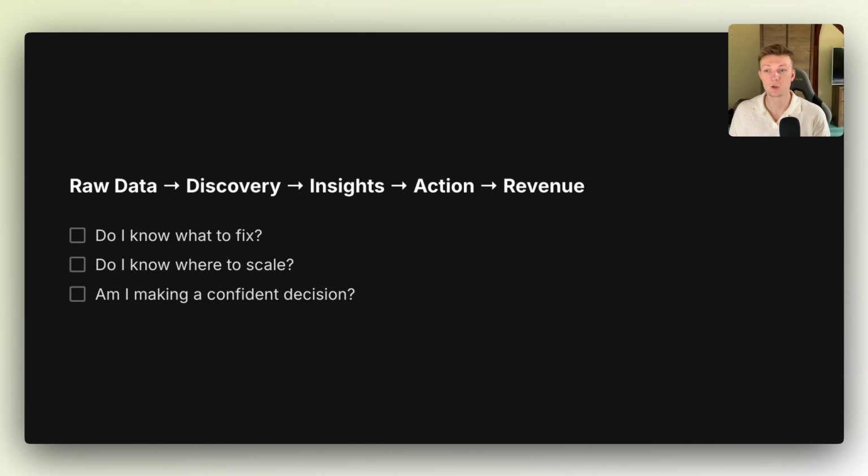So it always goes like this. You have raw data, which goes into discovery, which would be the pattern recognition. Then you turn it into insights. Those insights are taken into actions, and the action is driving the revenue. Now, the checklist, what I would say every single time is: do I know what I need to fix? Do I know where to scale? And am I making a confident decision? If you've answered all those 3 questions with yes, you're on the right track.